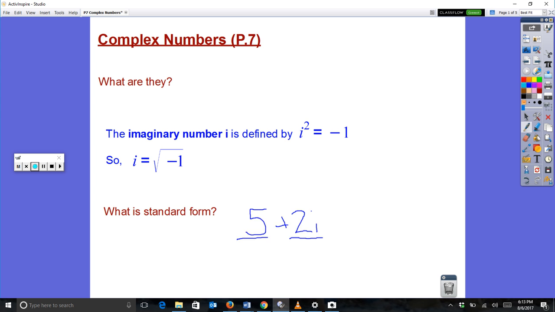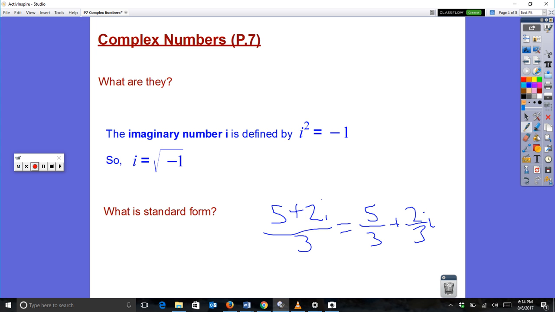Now with fractions, it comes into play a little bit differently, because what if I have 5 plus 2i all over 3? Now I like that. That doesn't seem bad to me. It's saying take 5 plus the quantity 2 times the square root of negative 1 and divide that by 3. But what's considered standard form is to split that fraction and have an exclusive real part, which would be the 5 over 3, plus, and then divide the imaginary part by 3 too. 5/3 plus 2/3 i. And you're going to see that in a lot of questions that you work on.